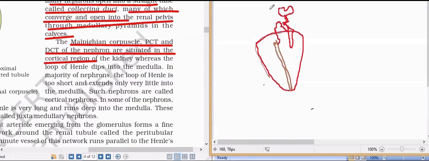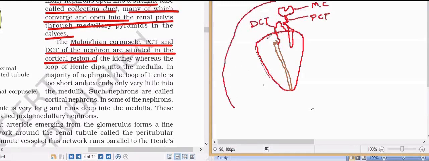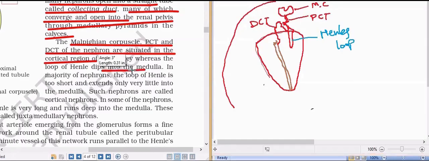So what it is saying is that the Malpighian corpuscle, this one, PCT, the first part, and DCT, the last part. This Malpighian corpuscle, PCT, and DCT will be outside in the cortical region. This is the cortical region. Whereas the loop of Henle, this is Henle's loop, will be inside the medulla. This is the meaning. In major nephrons, the loop of Henle is too short. In some cases it's too short.